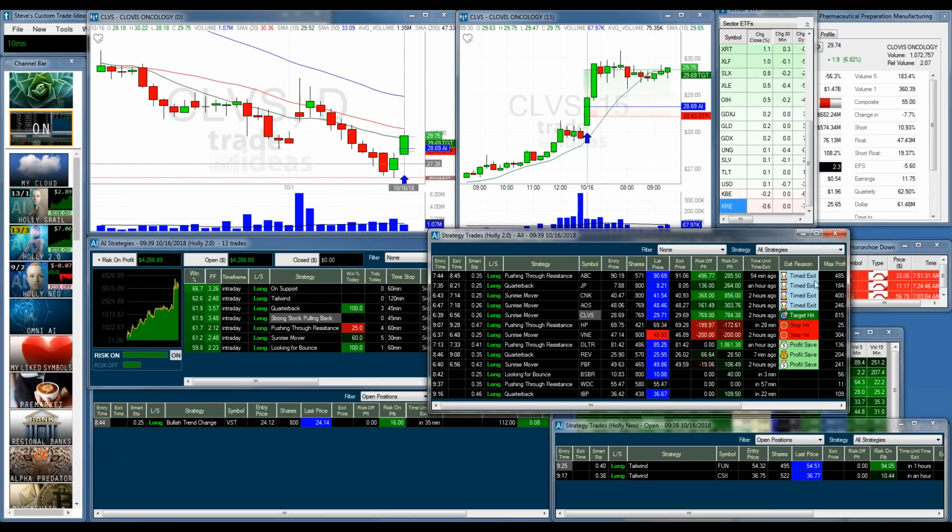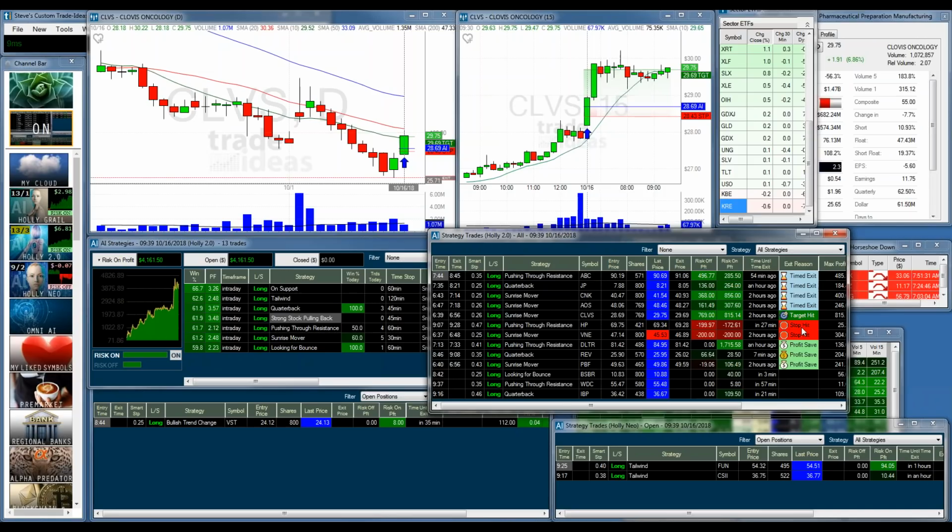CLVS, okay, Clovis, this one hit its target. We'd like to see those all day long. That's another exit reason. You can see on the chart, the green line was achieved very early, so the target was achieved very early in the day, so the risk off values are pretty high as well.